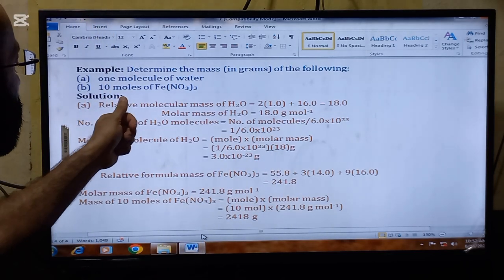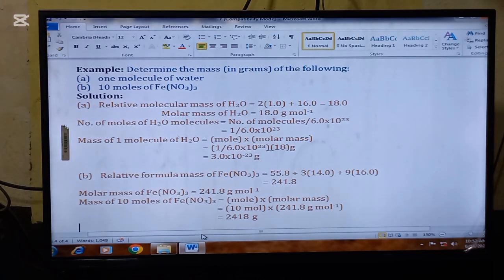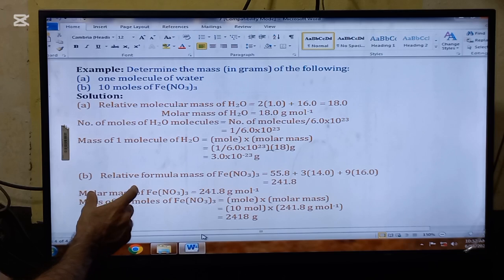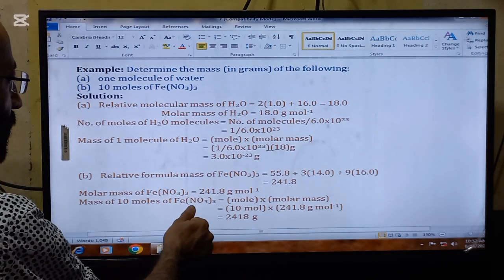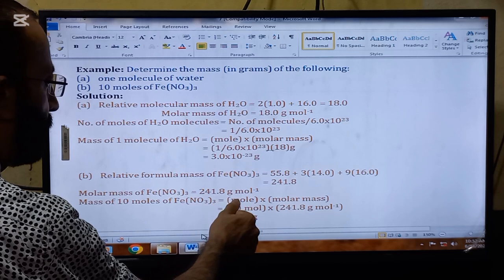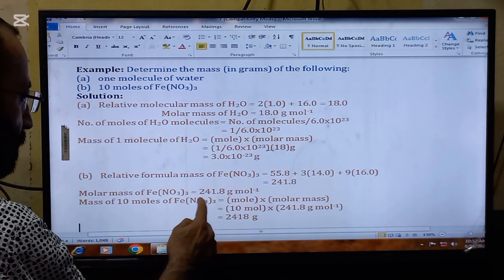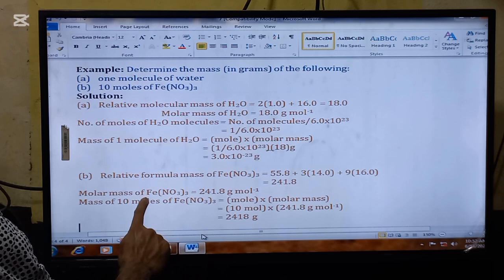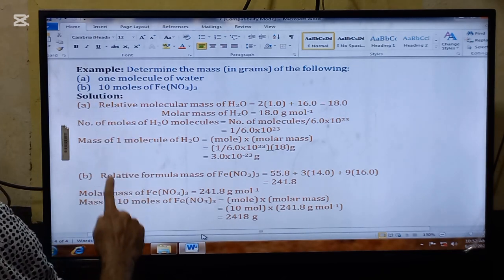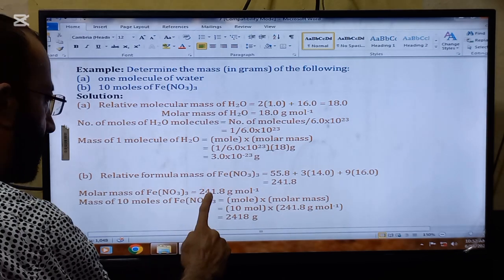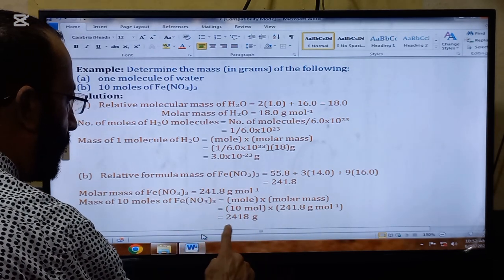Part B is 10 moles of iron nitrate. Very easy. First you find the relative formula mass, that will be equal to the molar mass of the substance, the same amount but the unit is gram per mole. This is the mass of 1 mole. Now we are going to find the mass of 10 moles. If the mass of 1 mole is this, just multiply this number by 10, and you will get the mass of 10 moles.